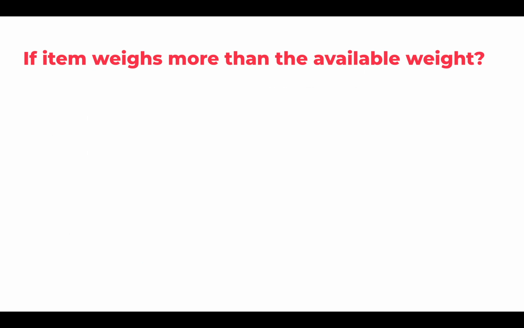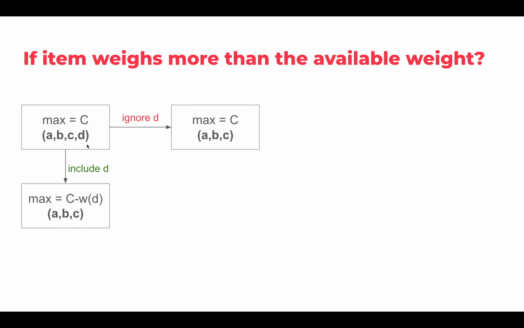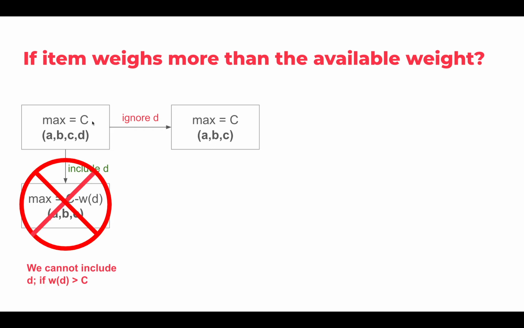So let's ask ourselves, what if the item weighs more than the available weight? So this is the two-branch problem. This is the recursive problem. So we're trying to maximize what we get from these two branches. In the first branch, I include D. In the second branch, I don't include D at all. But here, if D has higher weight than C, then it means we cannot include this particular sub-branch. So we cannot include D, so it means this sub-branch is irrelevant if the weight of the last item is greater than what's available in my knapsack, which means that I'll only be left with one branch. So I ignore D. So my weight remains the same, but my items remain A, B, C.